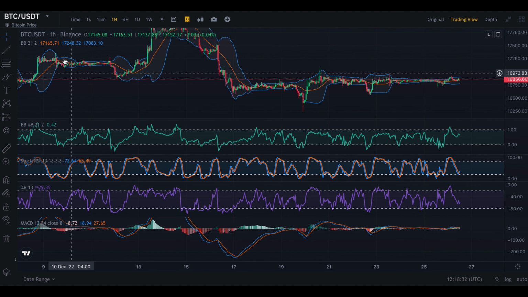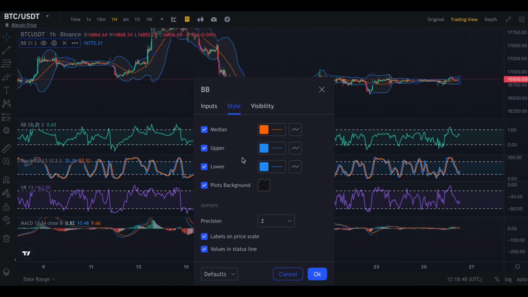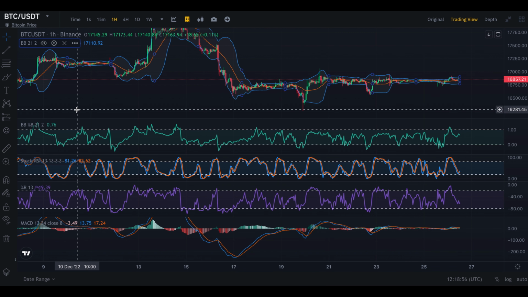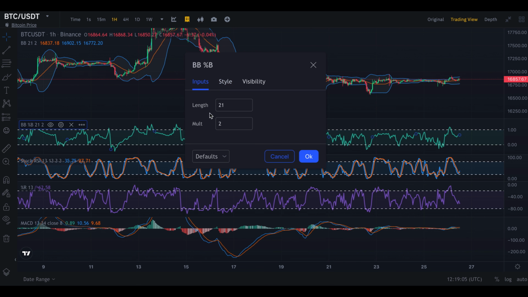Okay, so let's go into the Bollinger Bands, click over here, and as you see I'm using length 21, multiplication 2, output, the colors you can change over here, no matter, and precision is 2. Okay, now we go into Bollinger Bands %B, click over here. As you see, the precision is 2 as well, and inputs, the same inputs over here, so the length is 21 and multiplication is 2 as well.